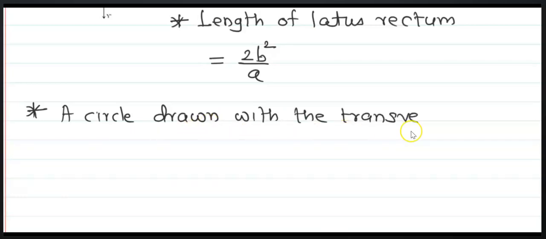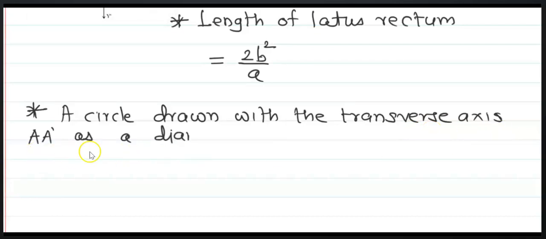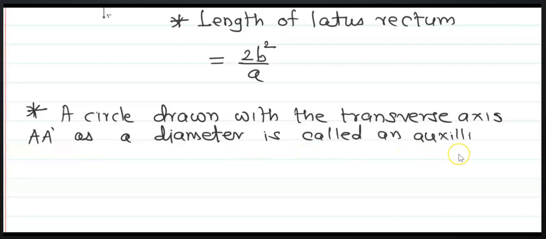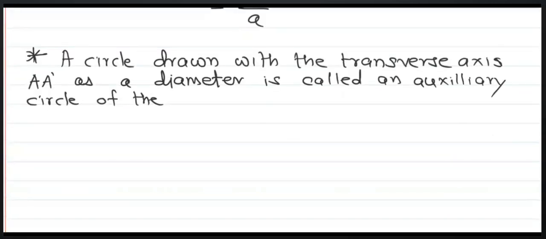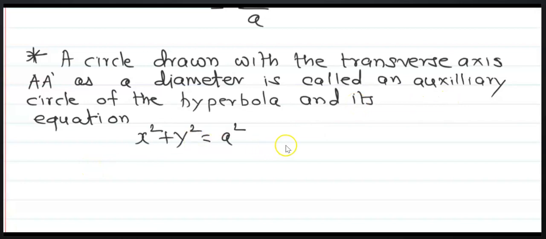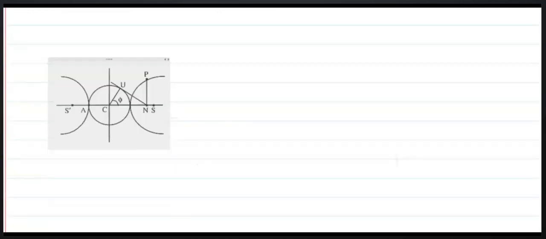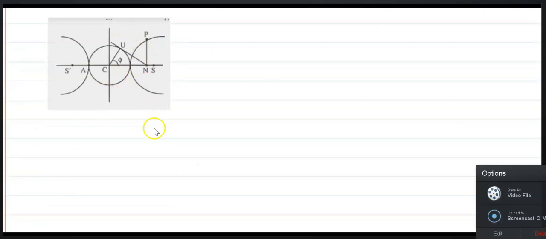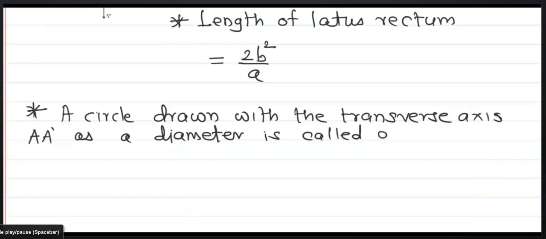A circle drawn with the transverse axis AA dash as a diameter is called an auxiliary circle of the hyperbola, and its equation is x square plus y square is equal to a square. This is the auxiliary circle.